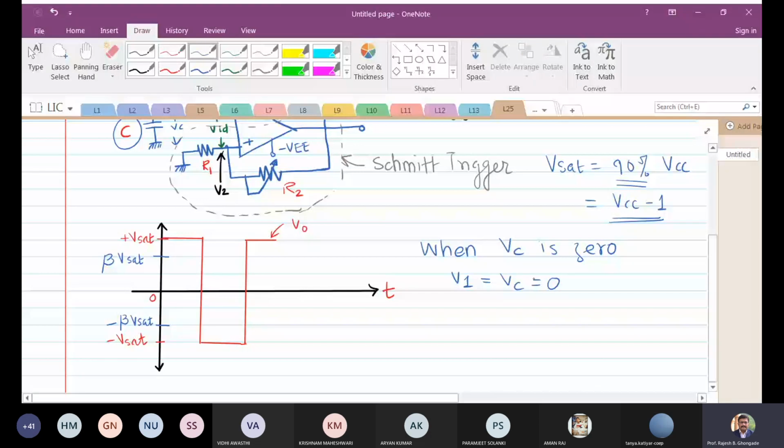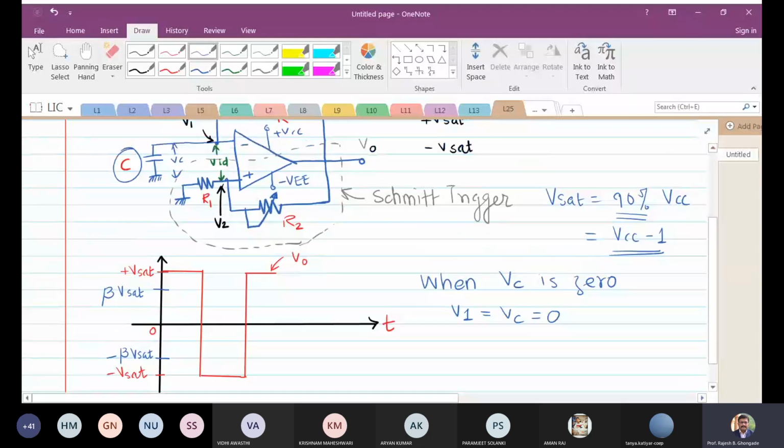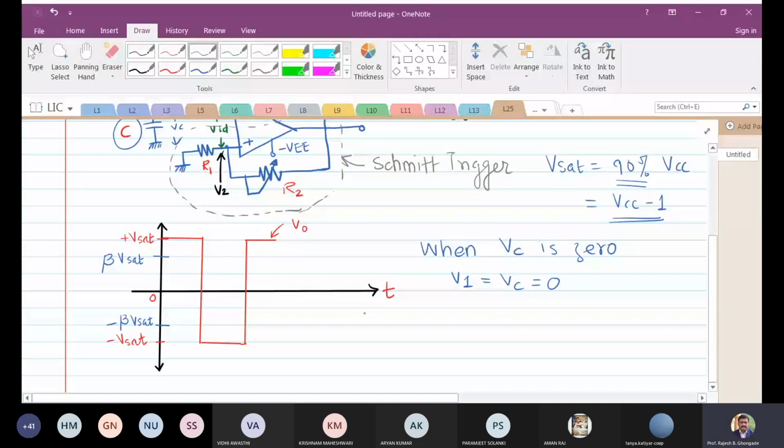Now, at that instant, what is voltage V2? This is the voltage V2 at this point, at the non-inverting terminal. So voltage V2, which is at the non-inverting terminal, remember that, is a small value. Why is it a small value? Why isn't it 0? Can anyone tell me the reason?